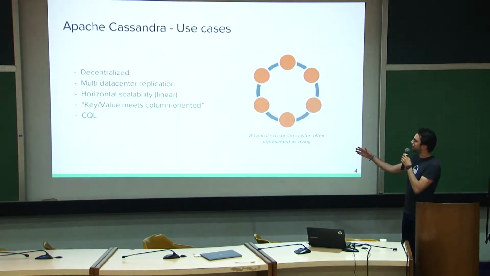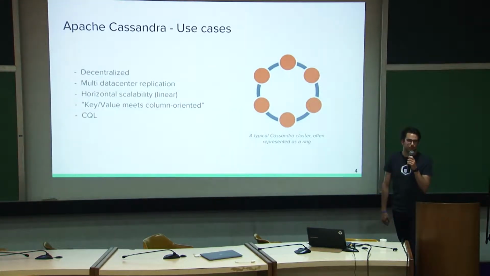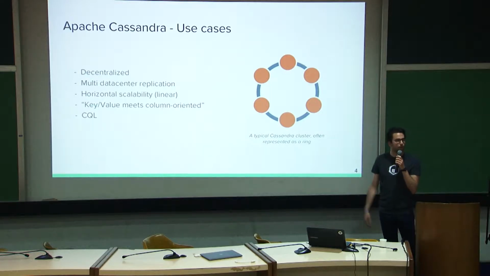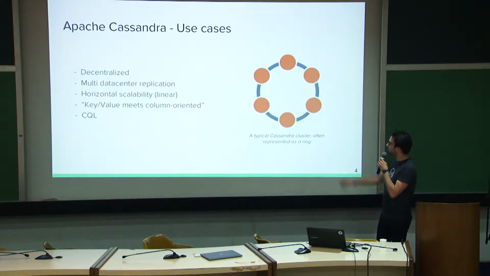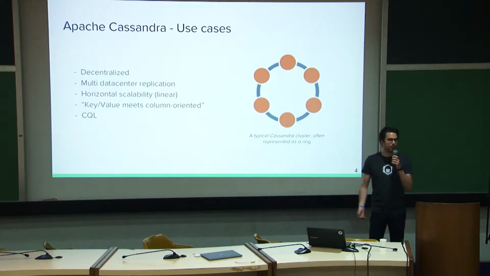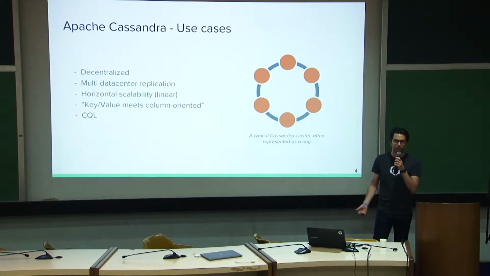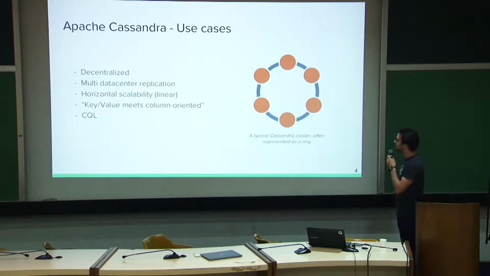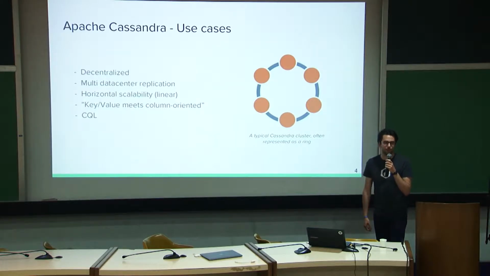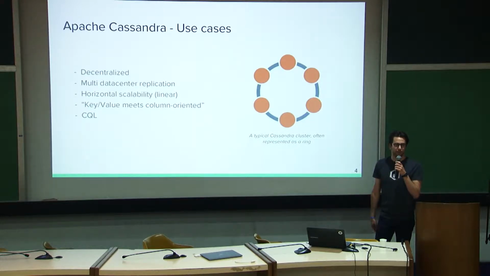Some people say it's like a key value meets column-oriented schema. I know it sounds kind of weird. It has its own way of modeling your data, and it's all done via CQL, which is like SQL, the structured query language, but CQL is the Cassandra query language. It has a bit of a learning curve, but it's a database that's going to handle use cases where distribution and scalability are required.